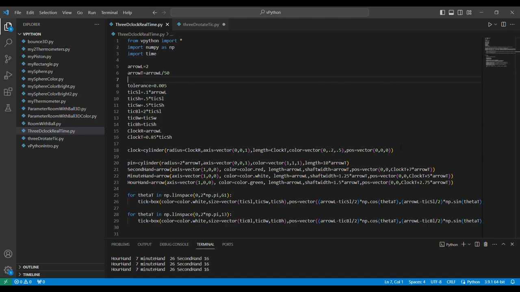Okay, what we have here is a parameterized model of the clock. We had to specify the position of each component of the clock to make sure that they wouldn't overlap. It took a while to figure out the need for POS, that's position vector. So it's not position, it's POS. That was a hang up for a while.